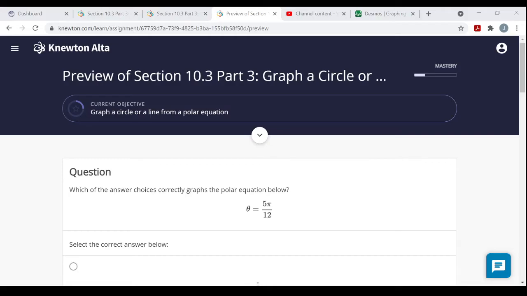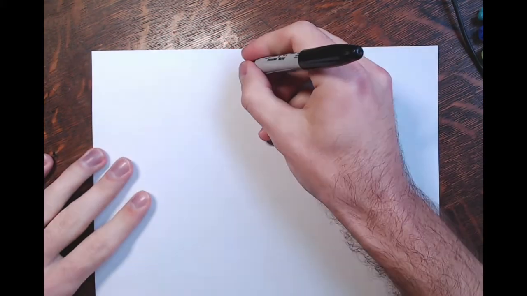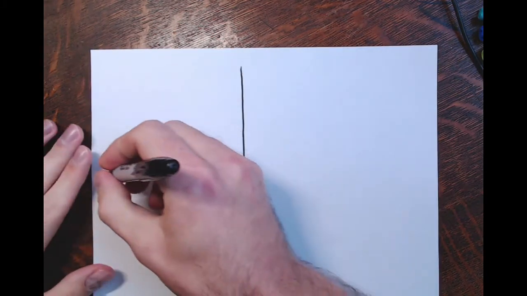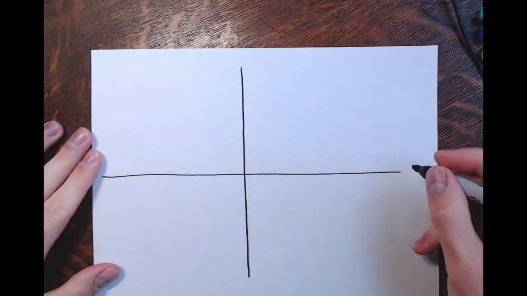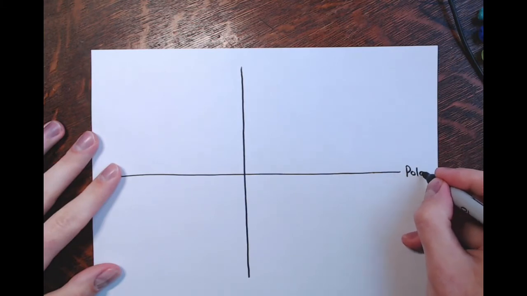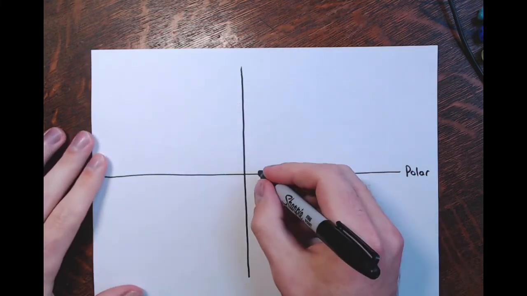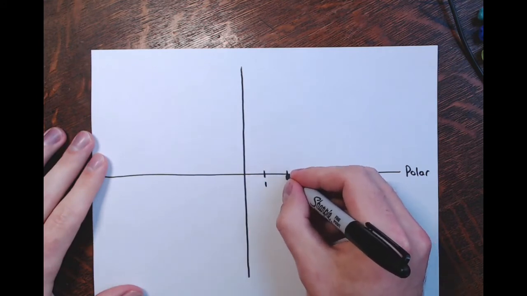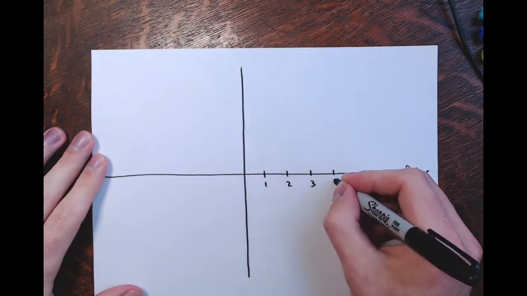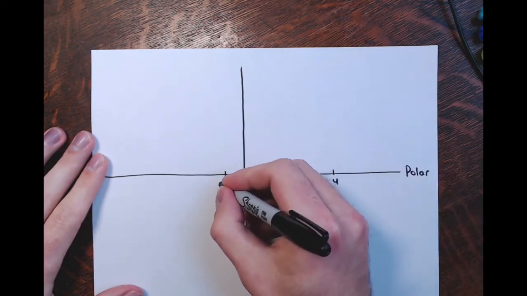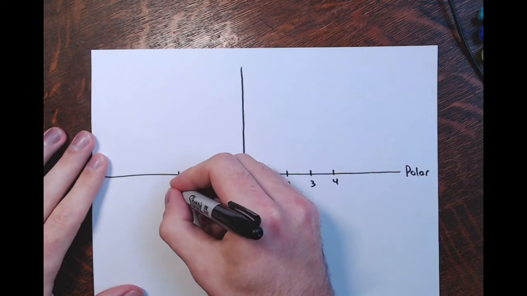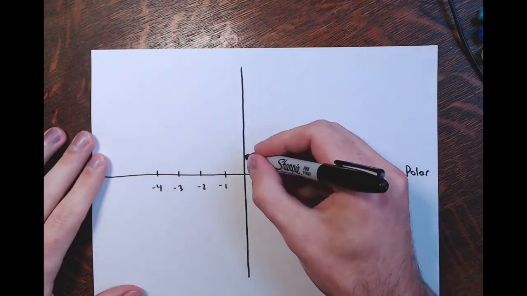So I'll go to a piece of paper and we'll talk about how to graph something like this on the polar grid. I'm going to make a very rough polar grid. You have a vertical axis and a horizontal axis. The horizontal axis is our polar axis. The vertical axis means nothing; it's just to mark off every quadrant. I'll mark off some numbers on the polar axis: 1, 2, 3, 4. And on the vertical axis, why not?